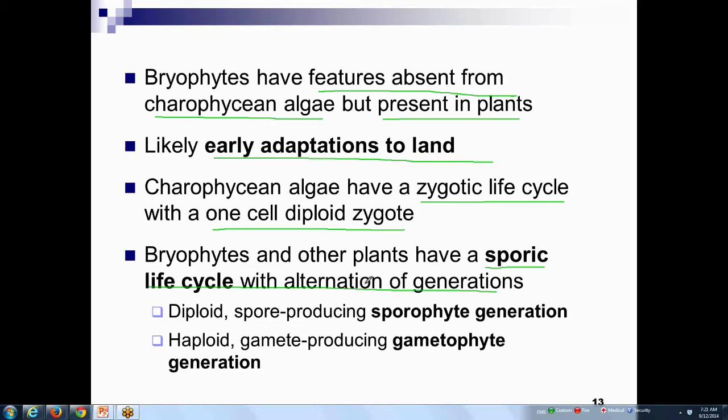Whereas the bryophytes have a sporic life cycle with what we call the alternation of generations, which I've talked about before in the previous chapter, where we have a diploid spore-producing sporophyte generation that produces spores through what? Yeah, it produces spores through meiosis. And then we have a haploid gamete-producing gametophyte generation, which, being haploid, produces gametes through mitosis. And you don't think of gametes as being produced through mitosis. Guys, you probably remember from 111, gametes are normally produced through meiosis, but since the gametophyte generation is already haploid, they produce sperm and egg gametes through mitosis. So some differences there.